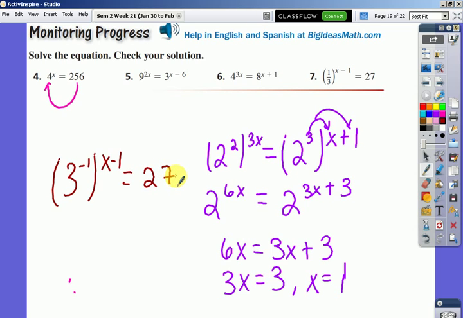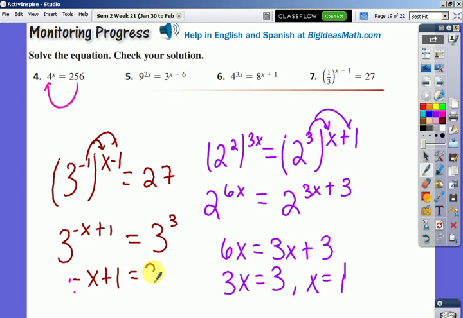Now I see a minus sign there, so I'm going to take that negative 1 and distribute it to each of those terms. So I have 3 to the negative x plus 1 equals, how can I express 27 in terms of base 3? 3 cubed. So negative x plus 1 equals 3. Subtract 1 on both sides. Negative x equals 2. So x equals negative 2. Daniel, you seem puzzled.